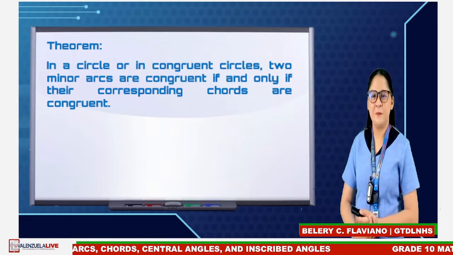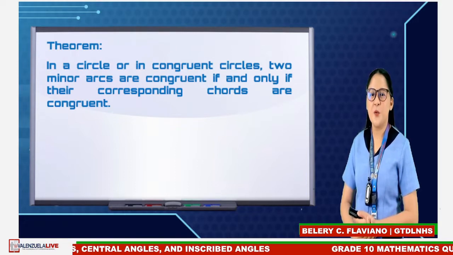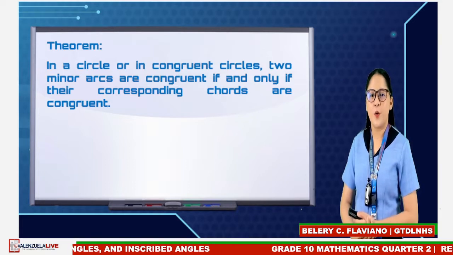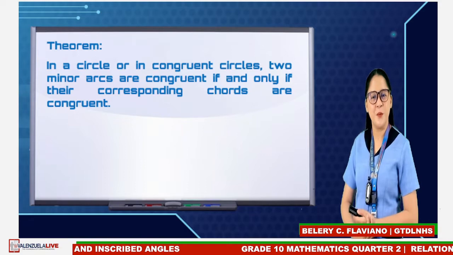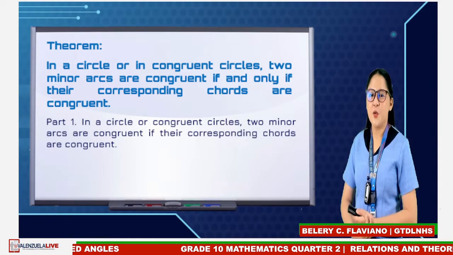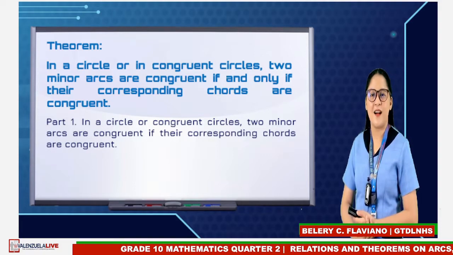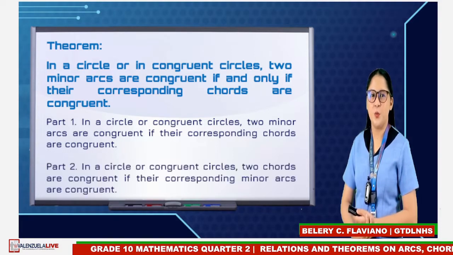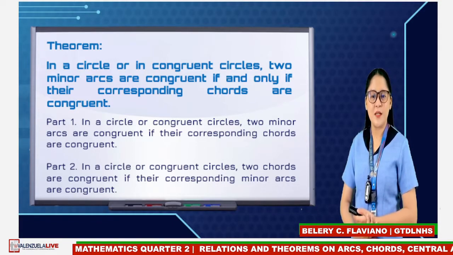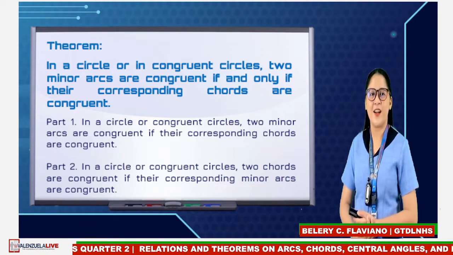Another theorem: in a circle or in congruent circles, two minor arcs are congruent if and only if their corresponding chords are congruent. Part 1. In a circle or congruent circles, two minor arcs are congruent if their corresponding chords are congruent. Part 2. In a circle or congruent circles, two chords are congruent if their corresponding minor arcs are congruent.